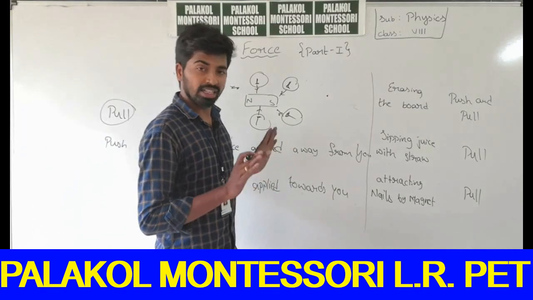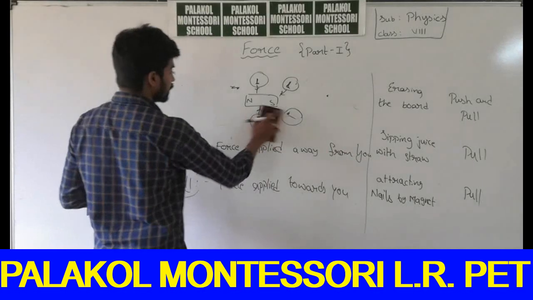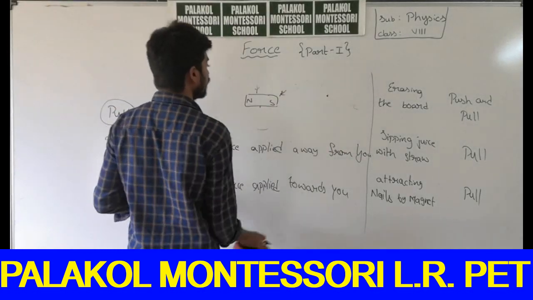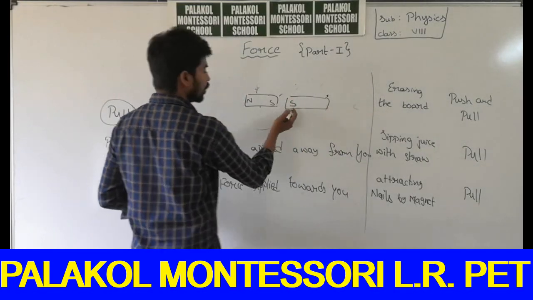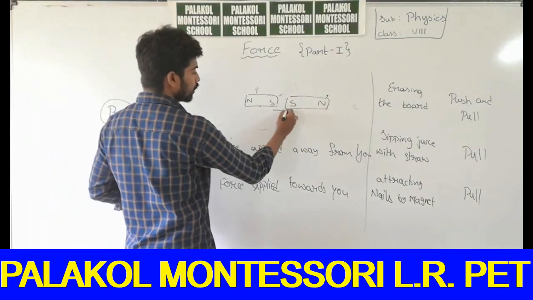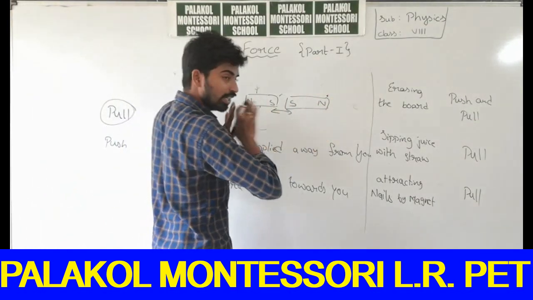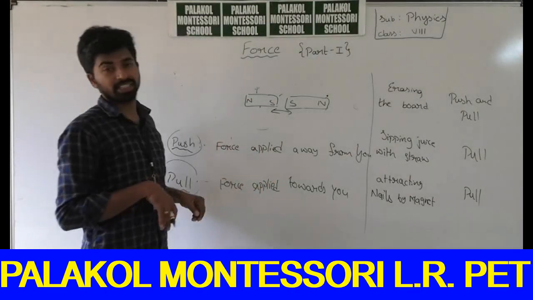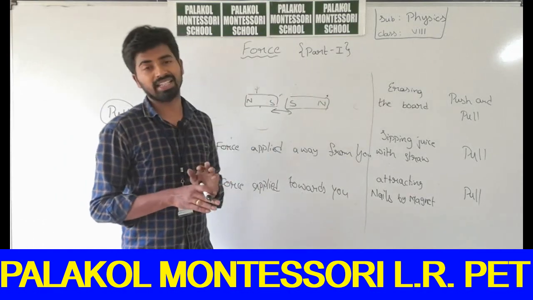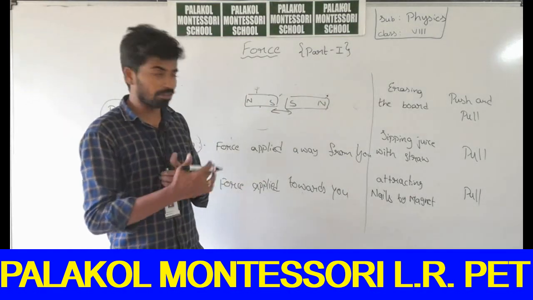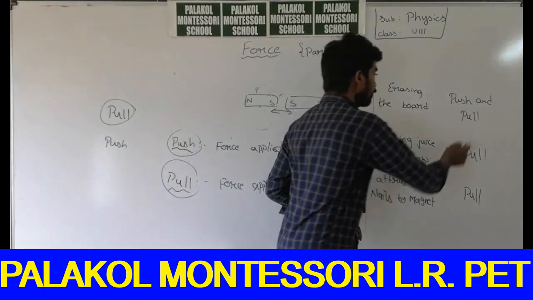If the magnet repels, then what is it? It is pushing. In the same example, let us consider another magnet. I have placed the south pole towards this side. What will happen? South and south pole will repel each other, push each other. The force is acting away from the magnet. The force will be applied on this magnet away from the other magnet. So, this is a push type of action. In this way, different actions involve push and pull.